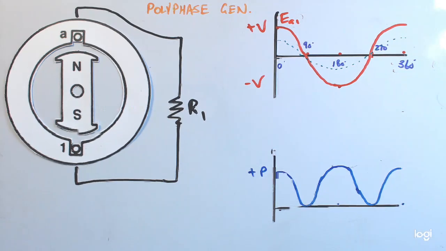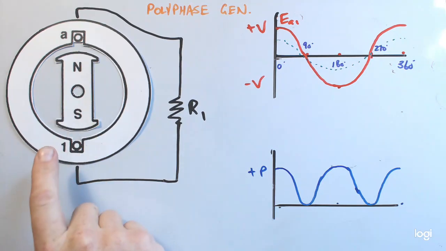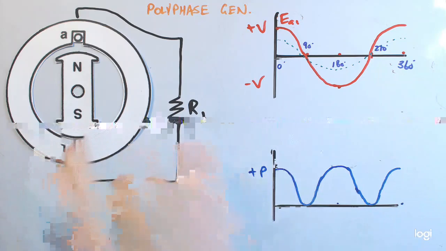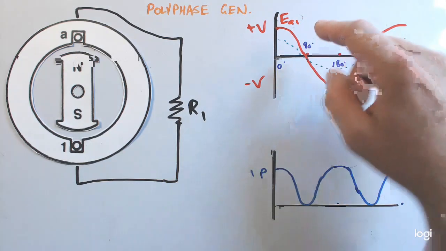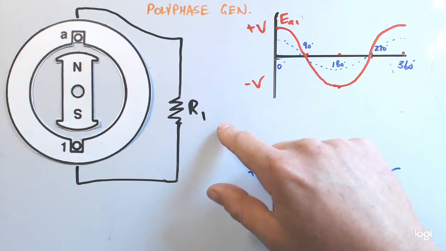So we've looked at single phase generation, where we've got a single rotor and a single stator and one resistive load connected to that, coil slots A1, and we end up with a resultant waveform of EA1. And again, we're going to look at this from the perspective of a resistive load.